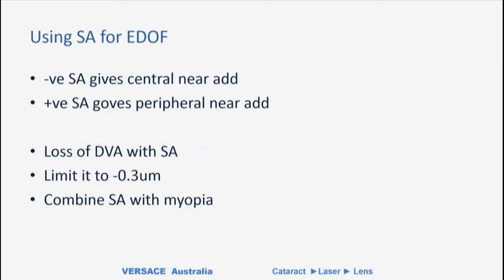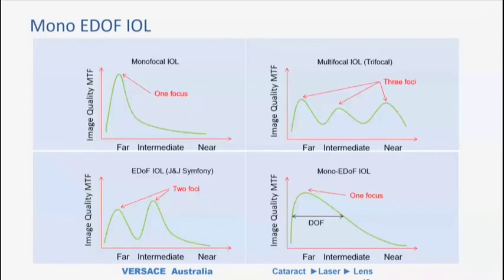We should probably limit it to about 0.3 micrometers, and combining it with a small amount of myopia is a useful way to use spherical aberration. So let's move and talk about this new category of lens, the mono EDOF intraocular lens. These are lenses that are behaving like monofocal lenses but giving a bit of intermediate vision.